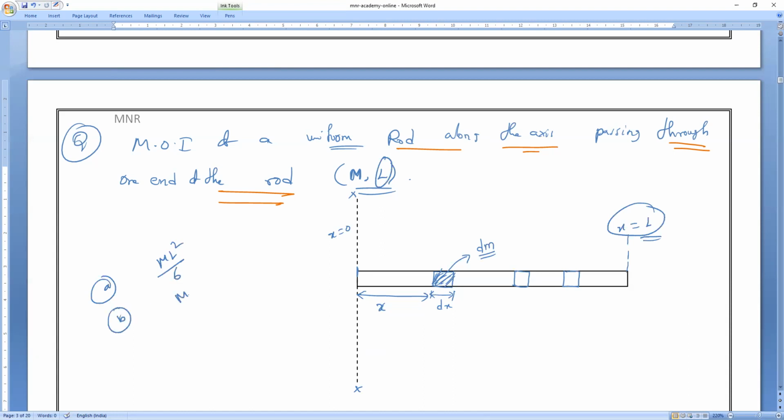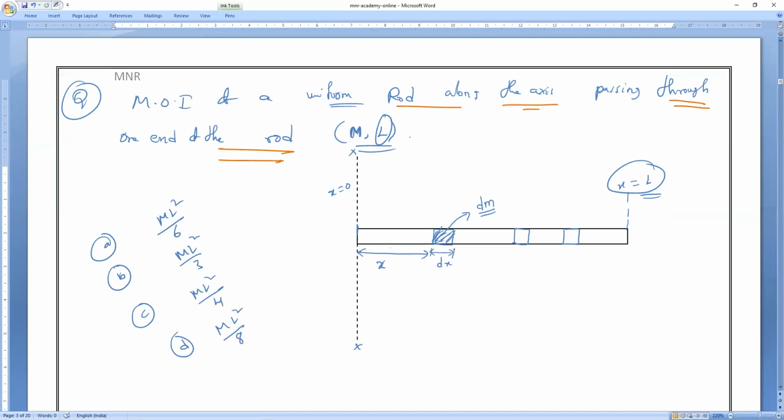So now option A, mL squared by 6. Option B, mL squared by 3. Option C, mL squared by 4. And option D, mL squared by 8. Let me see who will solve first. I'm just giving 30 seconds. If you find it, good. If not, I will teach. Make sure you try. Everybody has to try on your own. Put something down and try. That is my expectation.